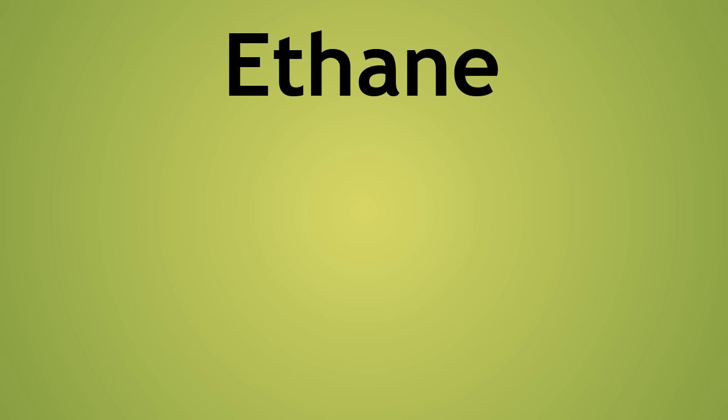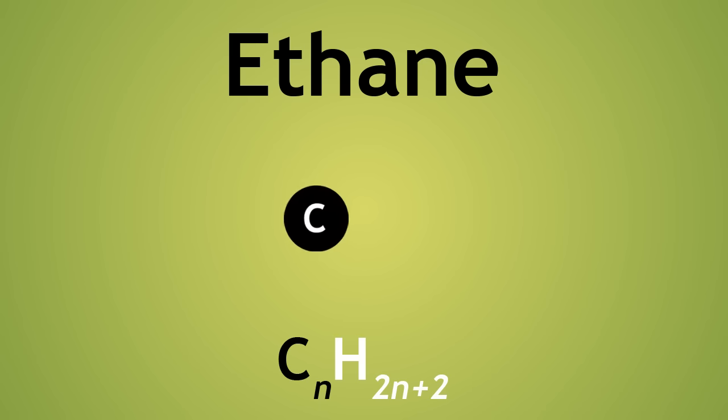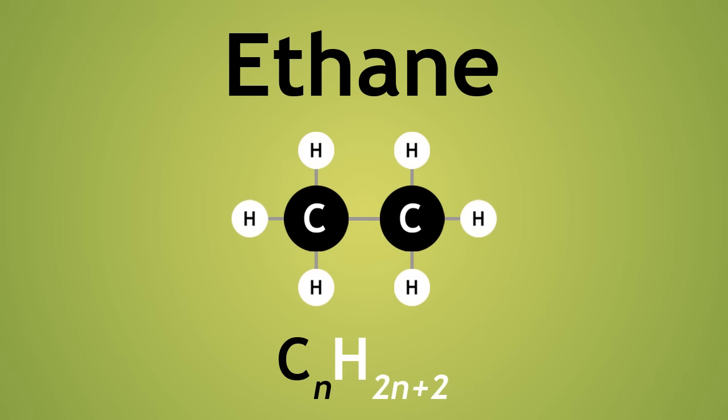Let us look again at ethane, using the formula CnH2n+2, where n represents 2 for the 2 carbon atoms in ethane. We can see that the number of hydrogens will be 2 multiplied by 2 equals 4, plus 2 equals 6, so 6 hydrogens, C2H6.